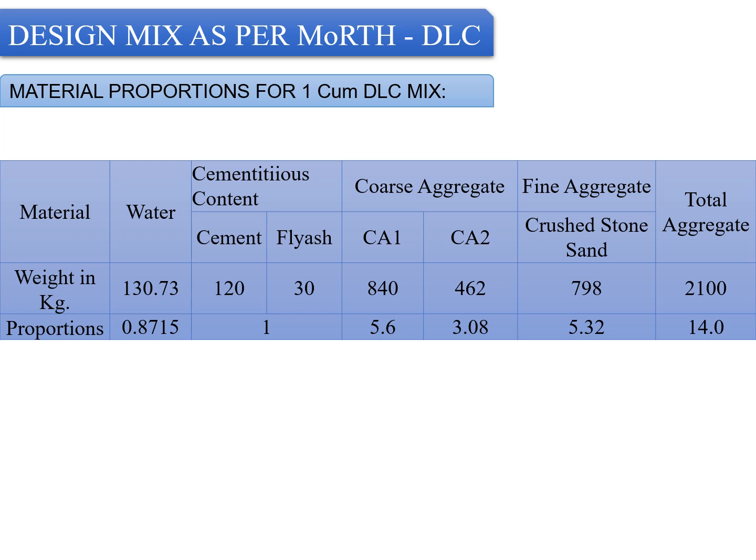So that means if the cementitious content in the DLC mix is kept as 1, then 5.6 times of that is Ca1, 3.08 times is Ca2, and 5.32 is crusher stone fines. That means a 14:1 combination is being made as far as the total aggregate to cementitious content is concerned. And the water required is 0.87 times the cement content, or roughly it can be 0.9 also.